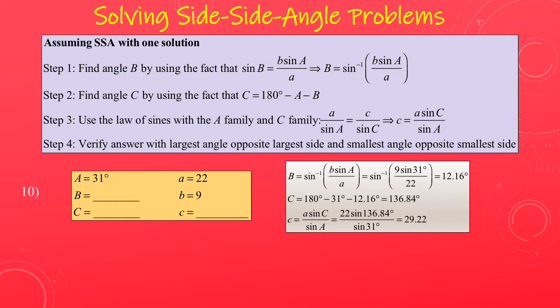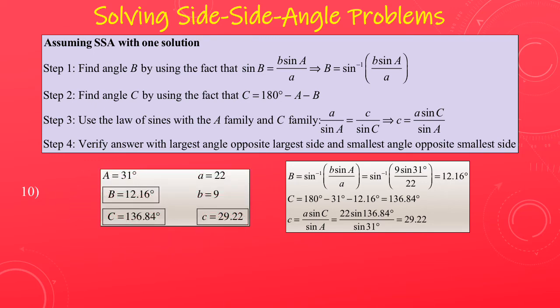Now, angle C is 180 minus 31 minus 12.16, or 136.84 degrees. And now we use the law of sines with the A and C family, and little c is a sine C over sine of A, or 22 sine of 136.84 degrees over the sine of 31 degrees. And we get 29.22. Again, we box the values that we found, and B is 12.16 degrees, angle C is 136.84 degrees, and little c is 29.22. Again, the largest angle, which is C, is opposite the largest side, and the smallest angle, B, is opposite the smallest side.